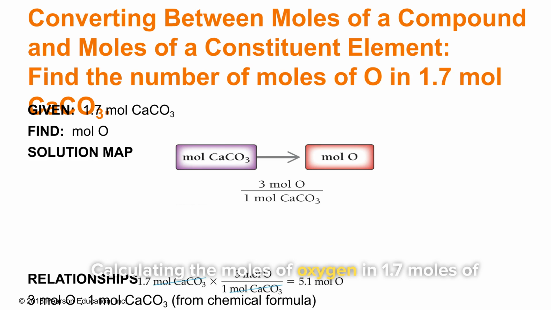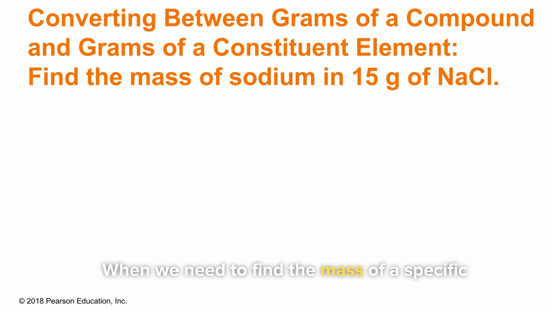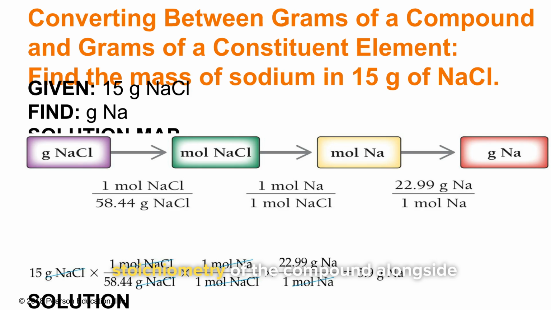Calculating the moles of oxygen in 1.7 moles of calcium carbonate. Using the formula, we know there are 3 moles of oxygen for every 1 mole of the compound. When we need to find the mass of a specific element within a given mass of a compound, we extend this logic. For example, to find the mass of sodium in 15 grams of sodium chloride, we use the stoichiometry of the compound alongside molar masses.